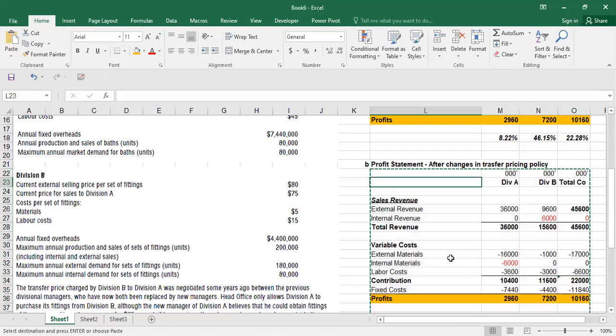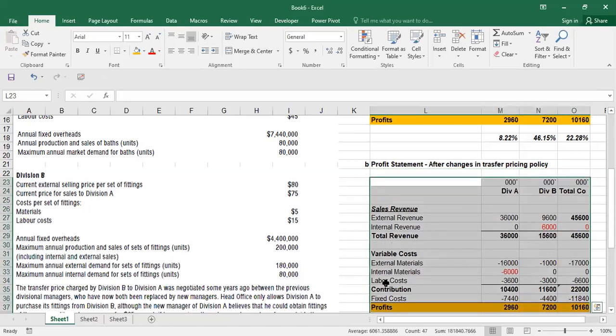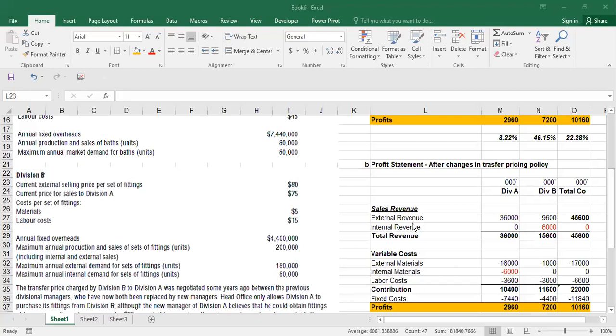So I'll just take, can you people see this Excel file? Yes, sir. So one small doubt. Yes, please ask. Yeah. So now before you start making this profit statement after changes in transfer pricing, you need to understand what is going to happen. So let's first discuss the scenario and then we put the numbers. Putting the numbers will take only 2 minutes.